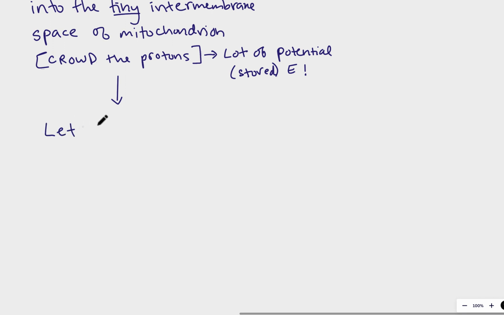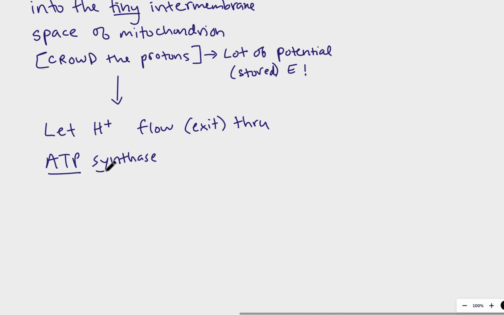We're going to let those hydrogen ions or protons flow or exit the mitochondrion through ATP synthase, a large molecule, that makes ATP. So let's look at this word here, ATP synthase. And remember, synthesize means to build or make. And ase means it's an enzyme. So this is just an ATP building enzyme.